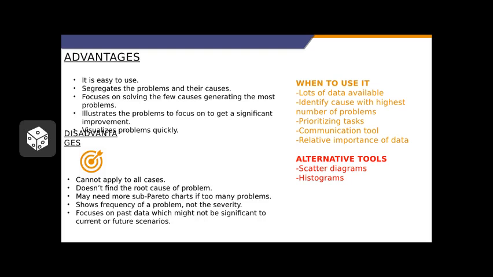Based on the limitations or disadvantages that I just discussed, it is best to use this tool when you have a lot of data and want to analyze it, when you want to identify the cause with the highest number of problems, when communicating data with stakeholders in meetings, when you want to prioritize tasks, and last, when you want to see the relative importance of data. Alternative tools to use in place of Pareto charts are scatter diagrams and histograms.